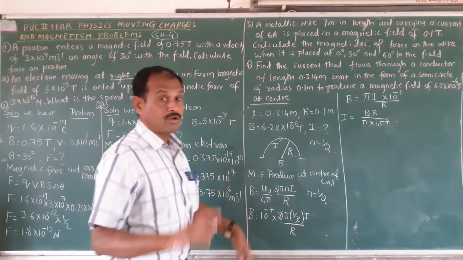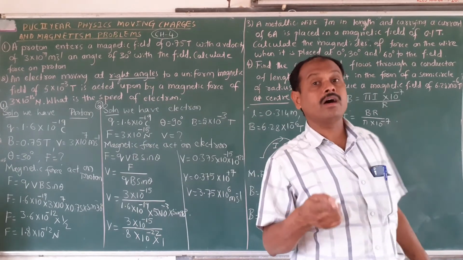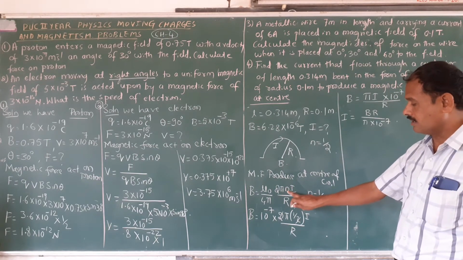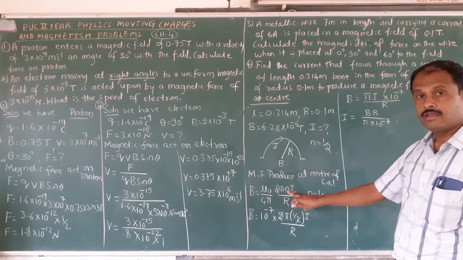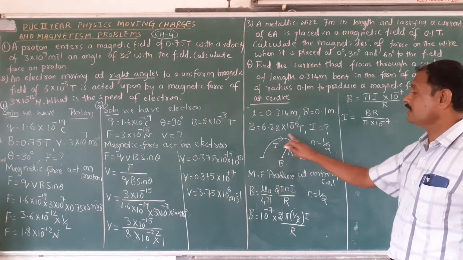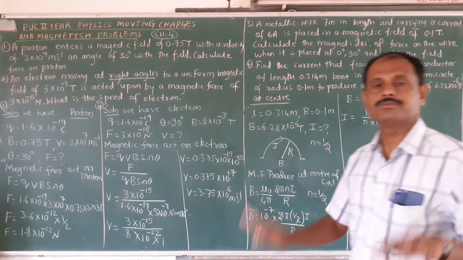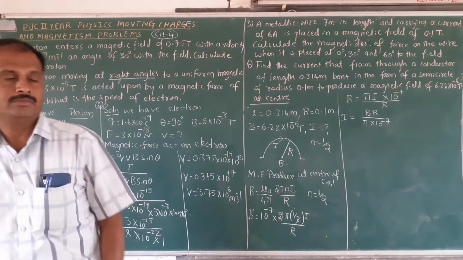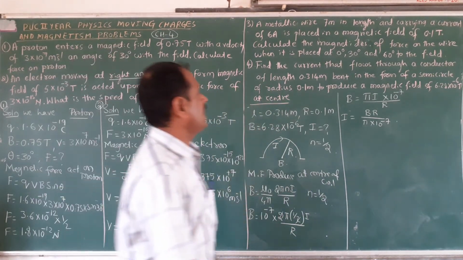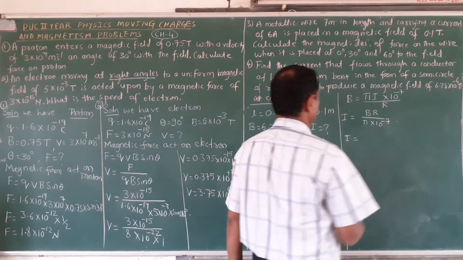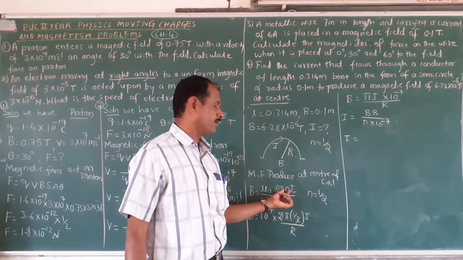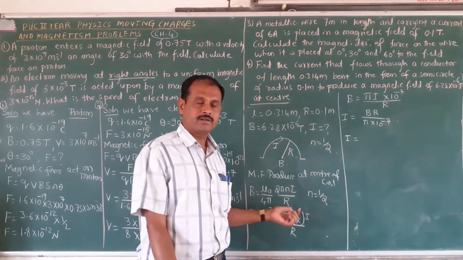Now this is based on another formula. For the loop, n is equal to 1. For the coil, n is 2 or more than 2. For a half turn, n is equal to 1 by 2. This is what you use here: n is equal to 1 by 2. Then I is equal to what you got here. If it is a coil, here you take the number of turns, whatever the number of turns is.